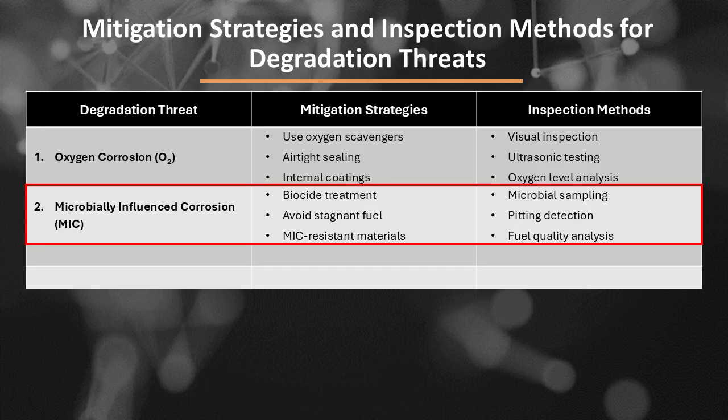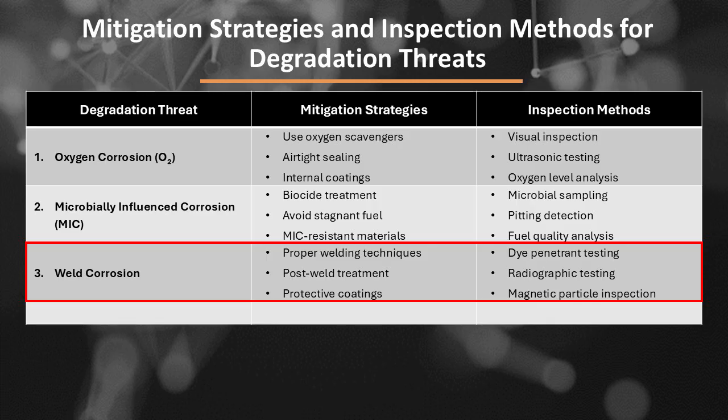Degradation threat number 2, microbially influenced corrosion or MIC. Mitigation strategies for microbially influenced corrosion or MIC may include, biocide treatment, avoid stagnant fuel, and MIC-resistant materials. Inspection methods for microbially influenced corrosion or MIC may include, microbial sampling, pitting detection, and fuel quality analysis.